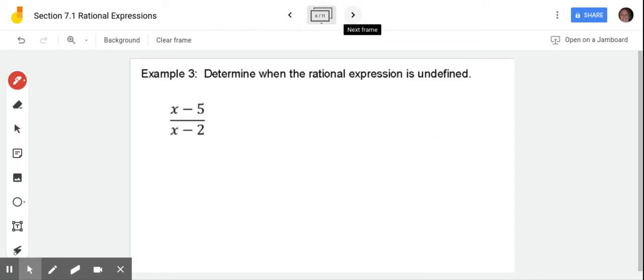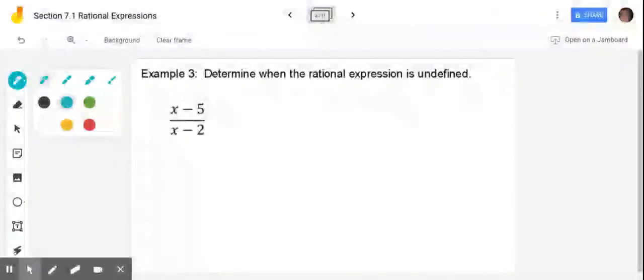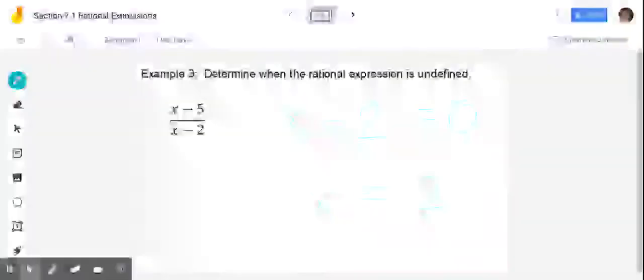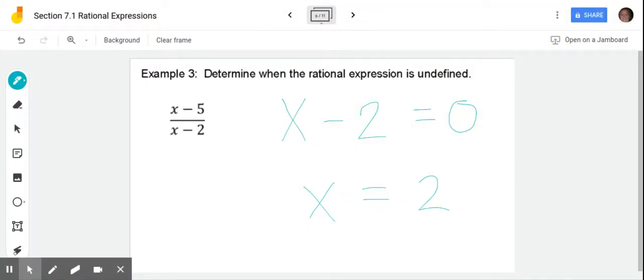Determine when the rational expression is undefined. I'm going to take the bottom of the fraction, which is x minus 2, and set it equal to 0. When I solve that, I get that x equals 2. So what that means is when I plug 2 in for x, I get 0 on the bottom of the fraction, which is not allowed. So my actual answer is that x cannot equal 2.